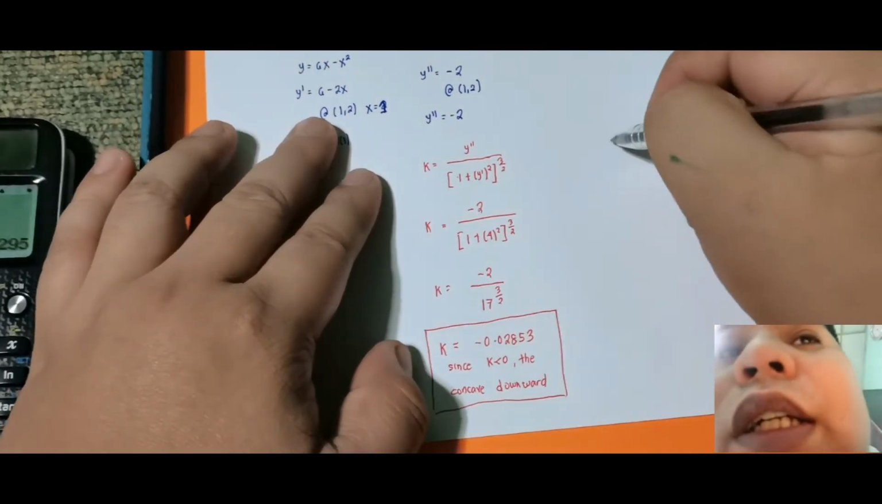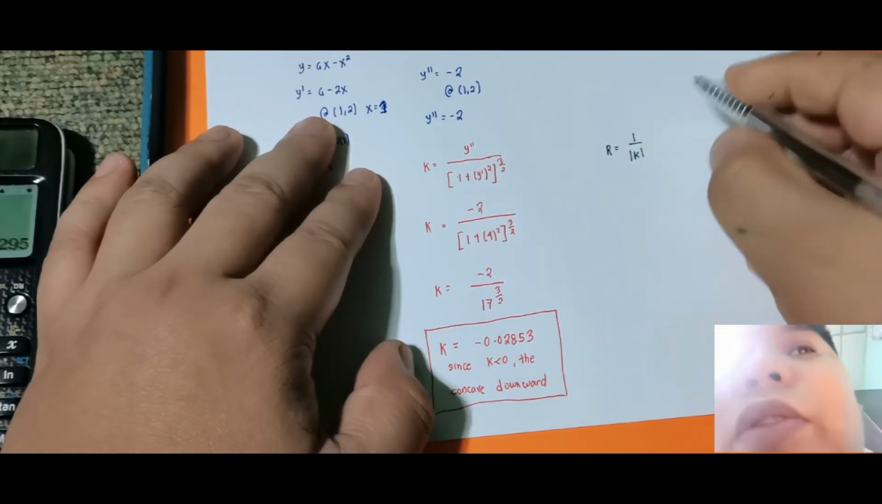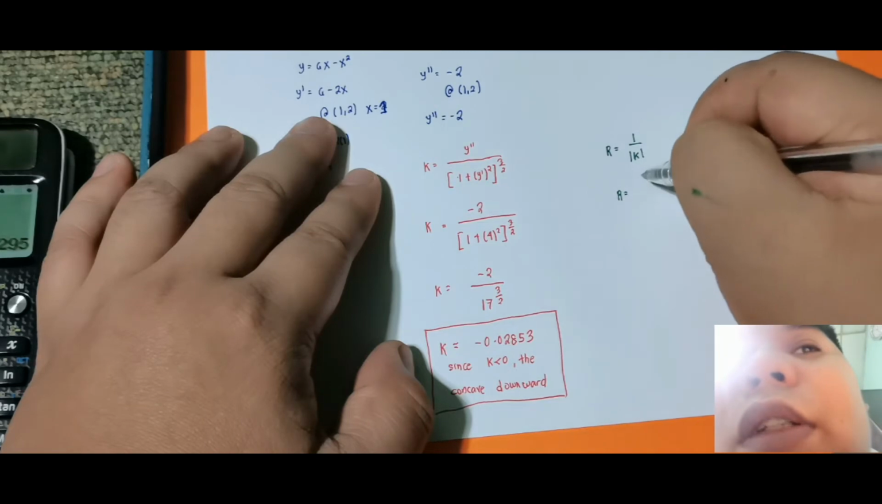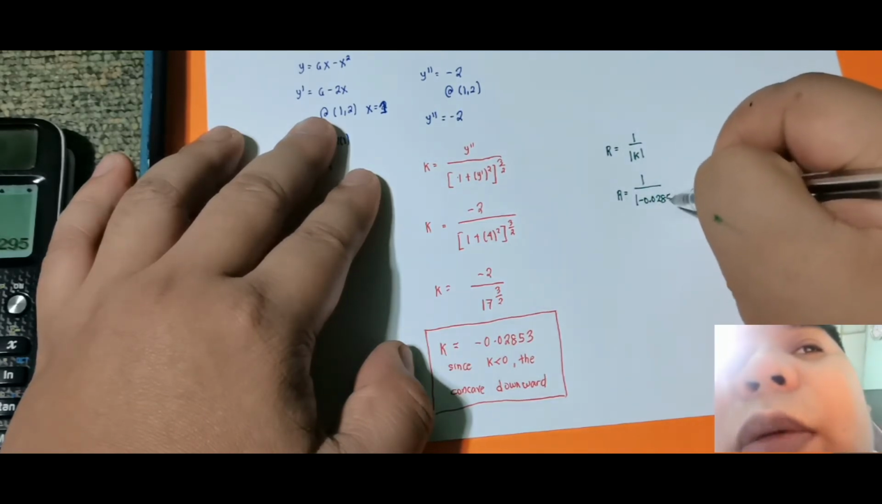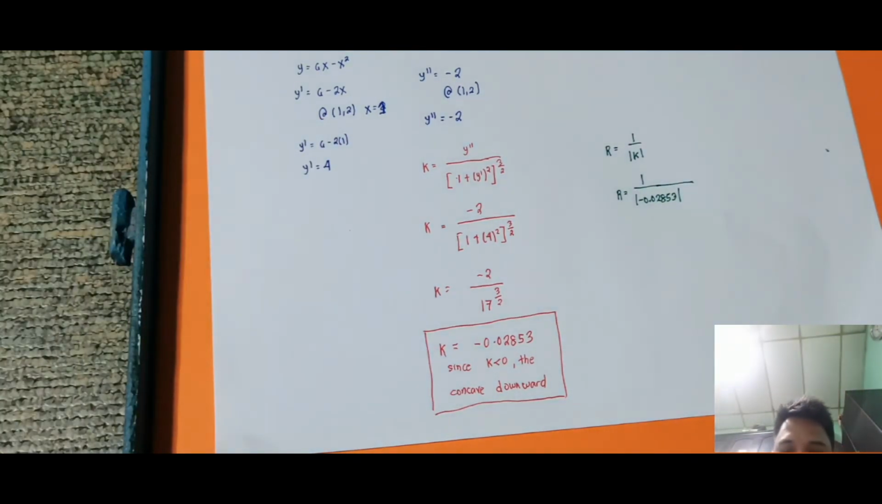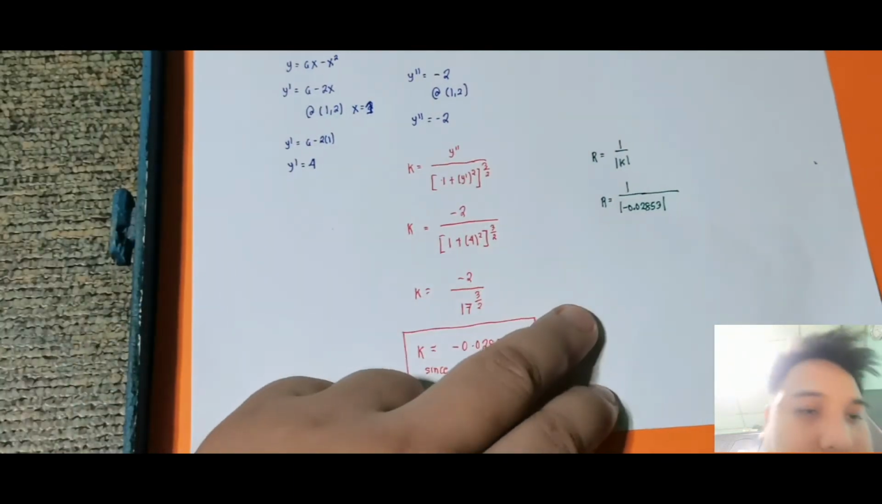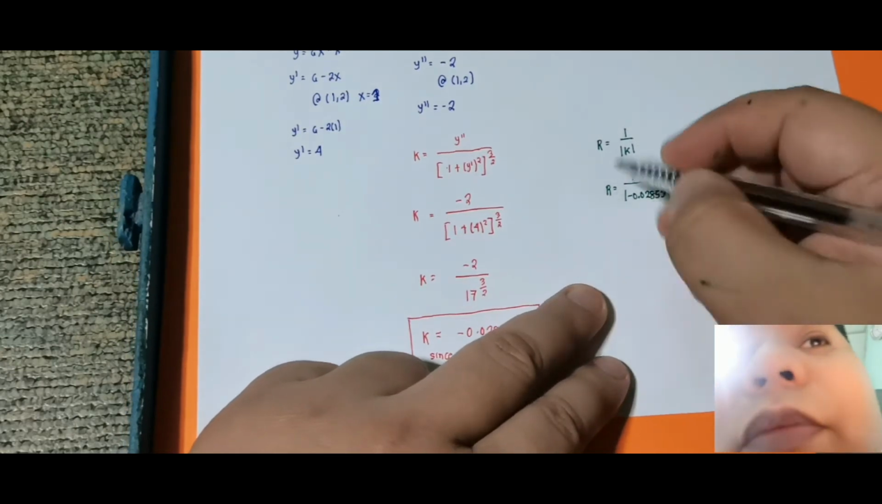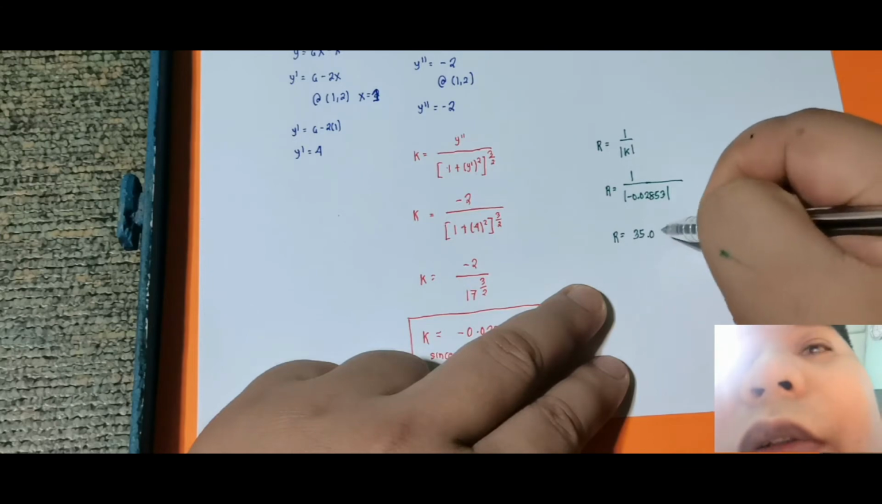So ito medyo madali na. Note that the radius of curvature is just equal sa 1 over the absolute value of curvature. So note that R is just equal sa 1 over the absolute value of negative 0.02853. Okay, and that is just equal sa 1 over 0.02853, and that is 35.05. So the radius of curvature is 35.0508.